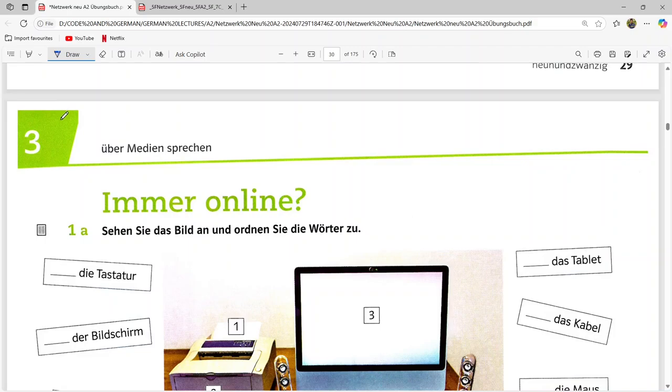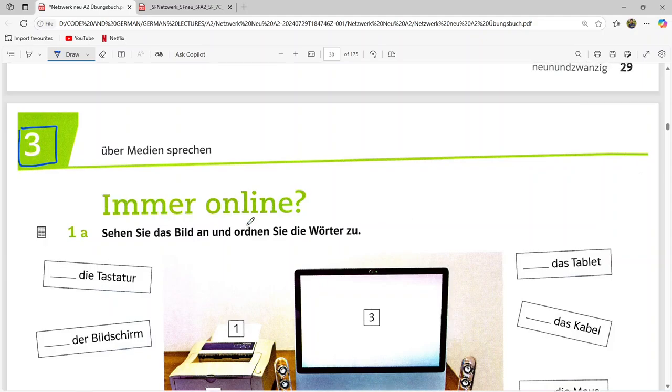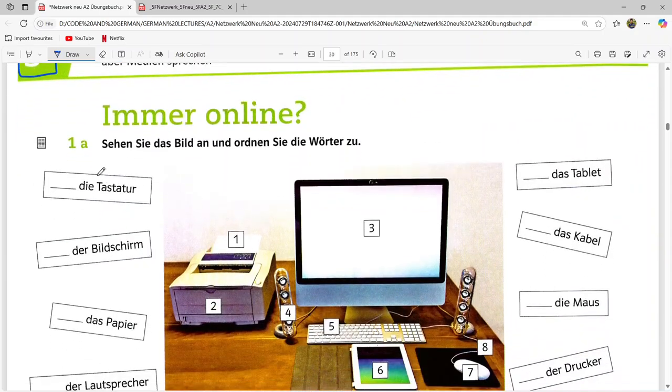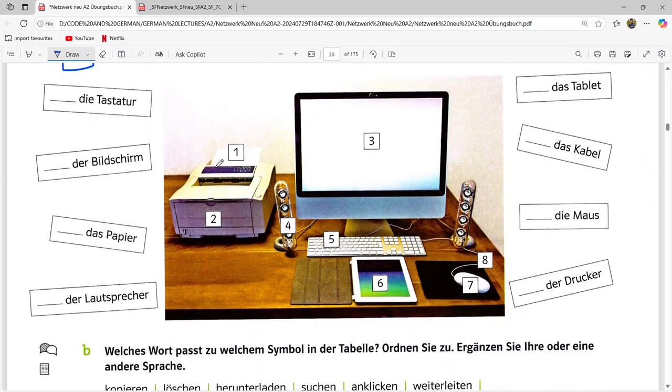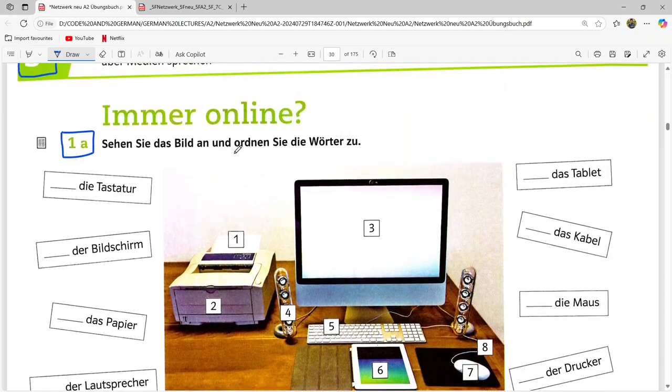We are in the chapter 3 Übungsbuch, and the chapter 3 name is "Immer online", always online. So without further ado, let's move on to the task. Task 1a. Sehen Sie das Bild an? So look at the picture. Und ordnen Sie die Wörter zu? So, and order the words.